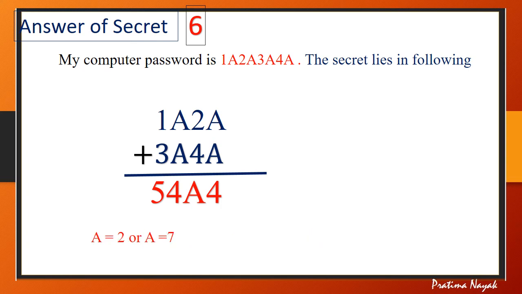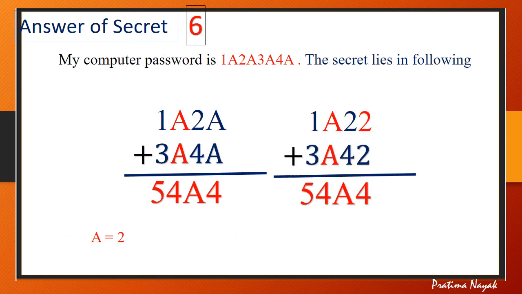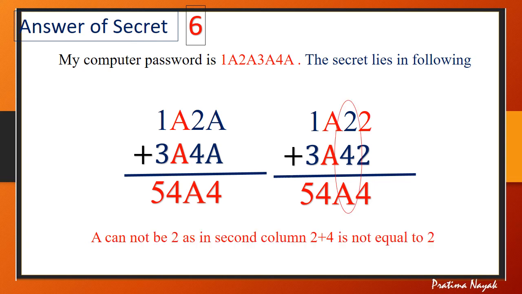Now A can be 2 or A can be 7. Because 2 plus 2 is 4, and 7 plus 7 is 14, which also ends in 4. So let us put A is equal to 2. So 2 plus 2 is 4. But one problem is created here. In the second column, you won't get it: A cannot be 2, because in the second column 2 plus 4 is not equal to 2 again.